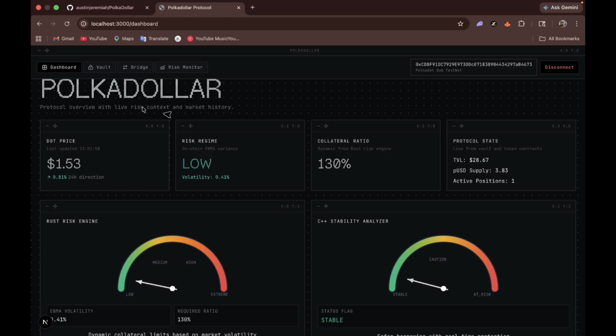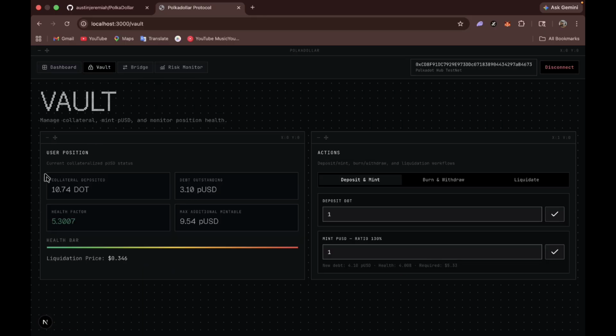As I mentioned earlier, we also use a C++ stability analyzer for safer borrowing with real-time protection, which shows the status flag whether it's stable or unstable. We have the DOT price history for 30 days as well as the collateral ratio for 30 days below as graphs. Coming to our main vault page, as you can see, I currently have 10.74 DOT deposited with 3.10 PUSD debt, and the health factor is 5.30, which is very safe.